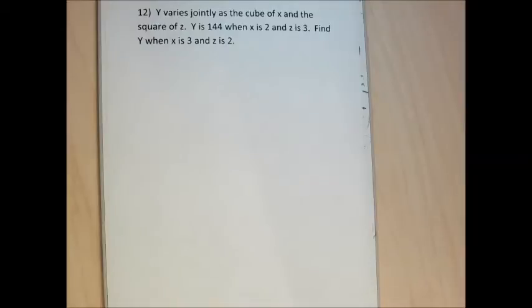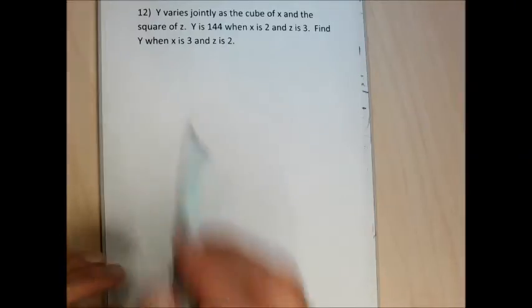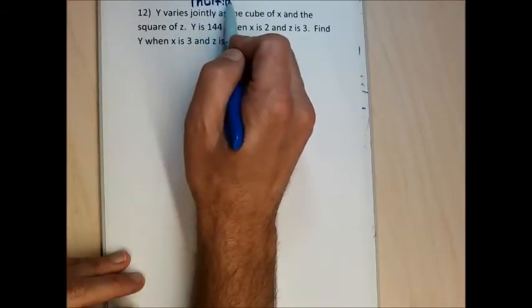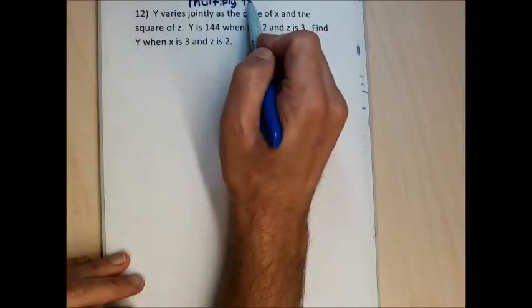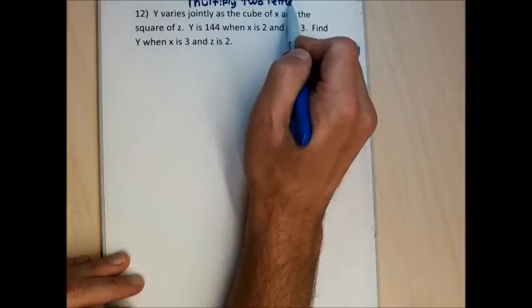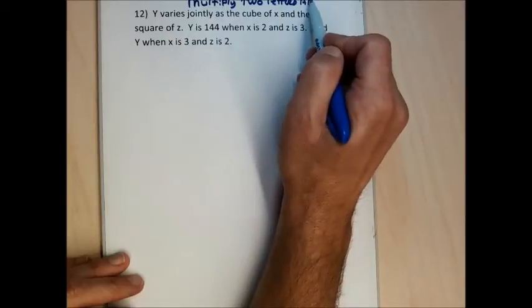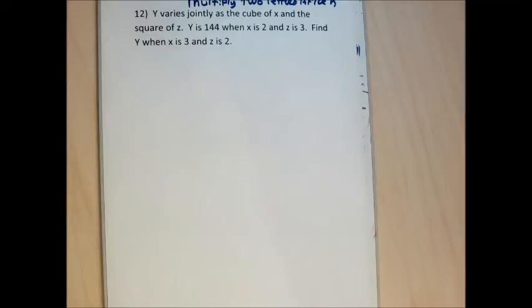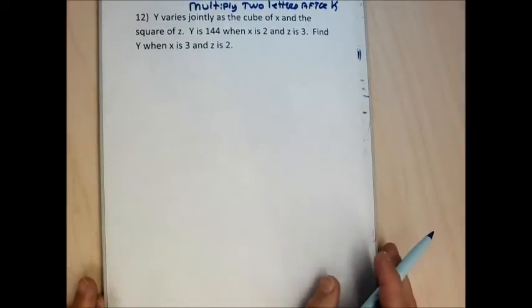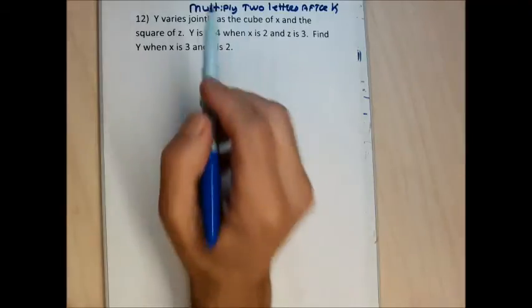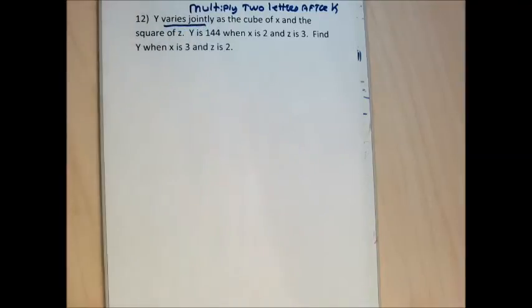So 12 is a jointly, and a jointly is multiplication with 2 letters after the k, as opposed to directly, which is multiplication with 1 letter after the k. So there are 3 types of variation. Inversely we just did. Inversely is a fraction with a k in the numerator. There's directly, which is multiplication with 1 letter after the k, and there's jointly, which this is, which is multiplication with 2 letters after the k.